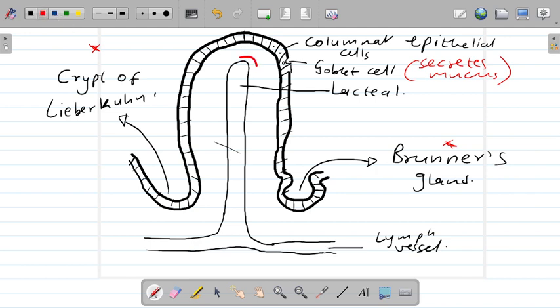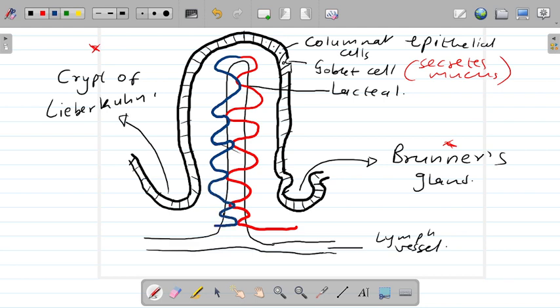Then you have a network of capillaries. I'm going to use two colors here. I'll explain why I use two colors. This one, the capillaries will join and form a bigger blood vessel called a venule, and these capillaries form a bigger blood vessel called an arteriole.